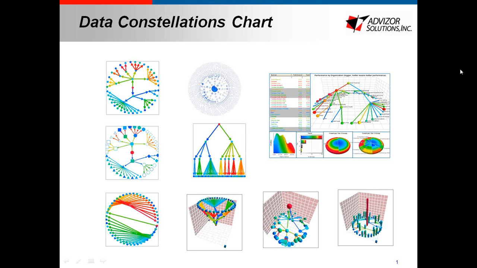Advisor's Data Constellations chart is unique in its ability to show interrelationships between entities in a network. The entities could be things like departments in a large company. They could be customers with relationships between the customers. They could be website pages showing flows between them, or they could be items purchased in a store showing affinities in market basket. It can lay out different ways.